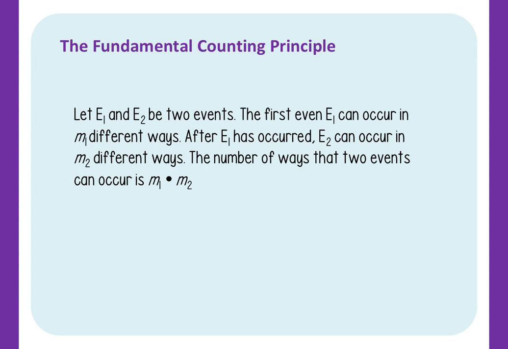The first event, E1, can occur M1 different ways. So you figure out how many different options there are for whatever you're trying to do the first time. And then after that's occurred, we say E2 can occur M2 different ways. So then we look at E2 and we say how many outcomes can that have? And the number of ways that 2 events can occur is M1 times M2.